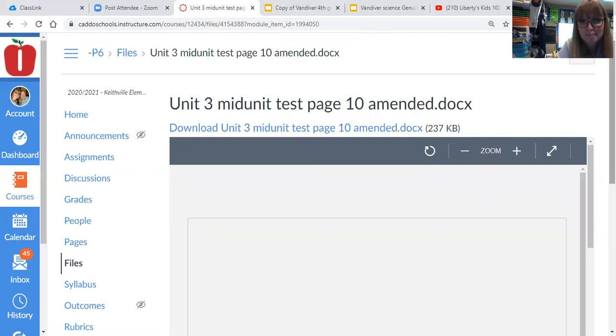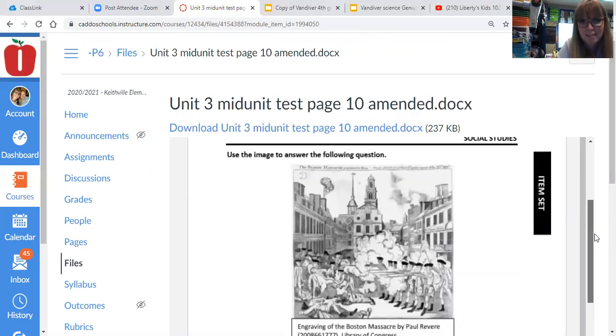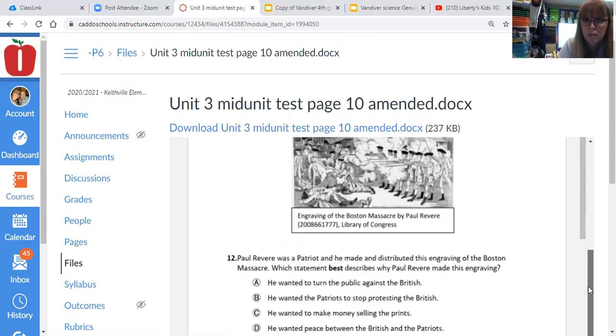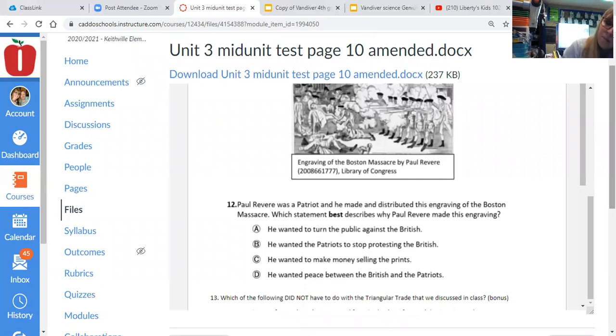Great, this page loaded up. Fabulous. All right, so here is the original version of the picture. This was an engraving by Paul Revere. Here's the question that goes with it. Paul Revere was a patriot, and he made and distributed this engraving of the Boston Massacre. Which statement best describes why Paul Revere made this engraving? A, he wanted to turn the public against the British. B, he wanted the patriots to stop protesting the British. C, he wanted to make money selling the prints. Or D, he wanted peace between the British and the patriots.